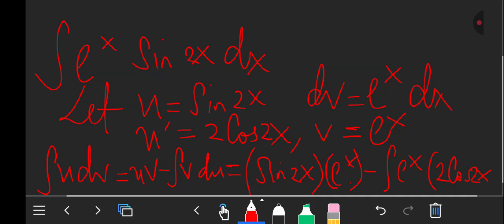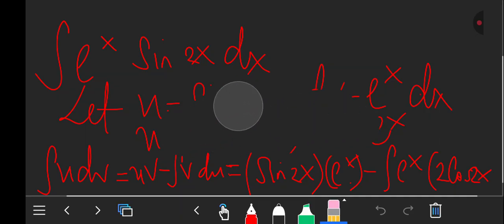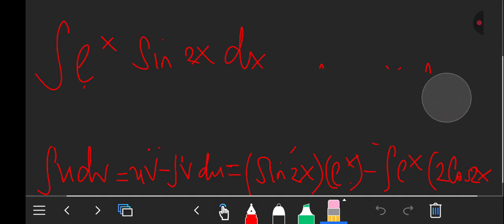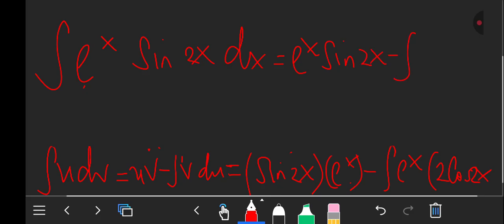Okay, so after getting this, we can now evaluate. So this will be equal to e to the power x multiplied by sine 2x, then minus the integral of e to the power x, then multiplied by 2 cos 2x, like that.